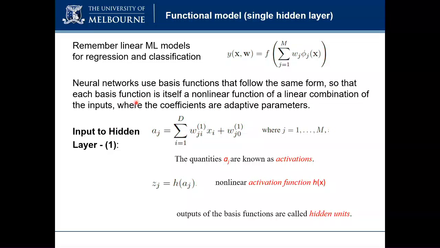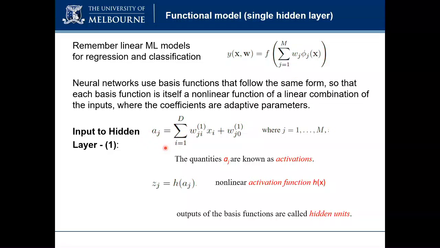So the neural networks also use these basis functions that follow the same form. That is a nonlinear function of a linear combination of the inputs, where the coefficients are the adaptive parameters. So the coefficients here are my theta. If you put them together, that's my parameter vector theta that I mentioned in the previous slide. So we need to find the coefficients.